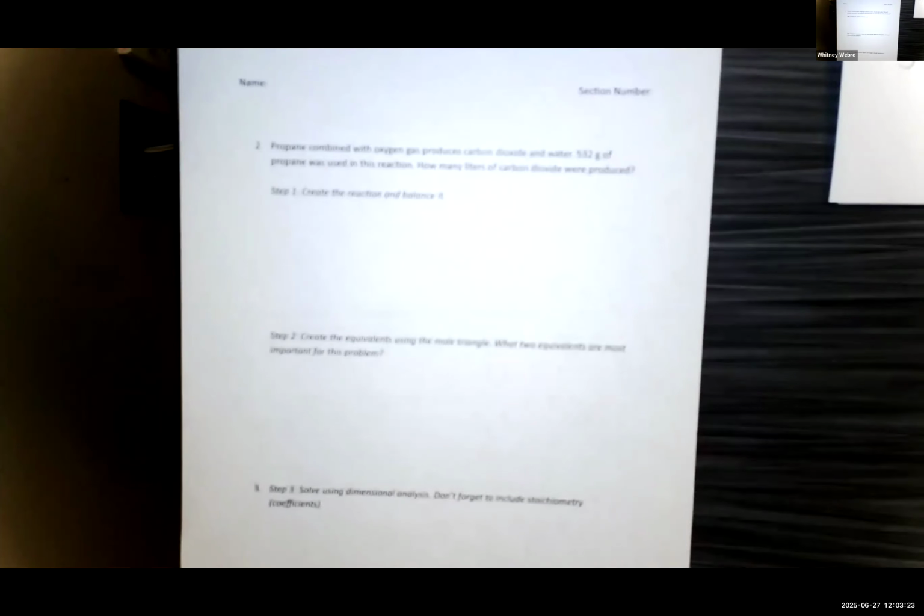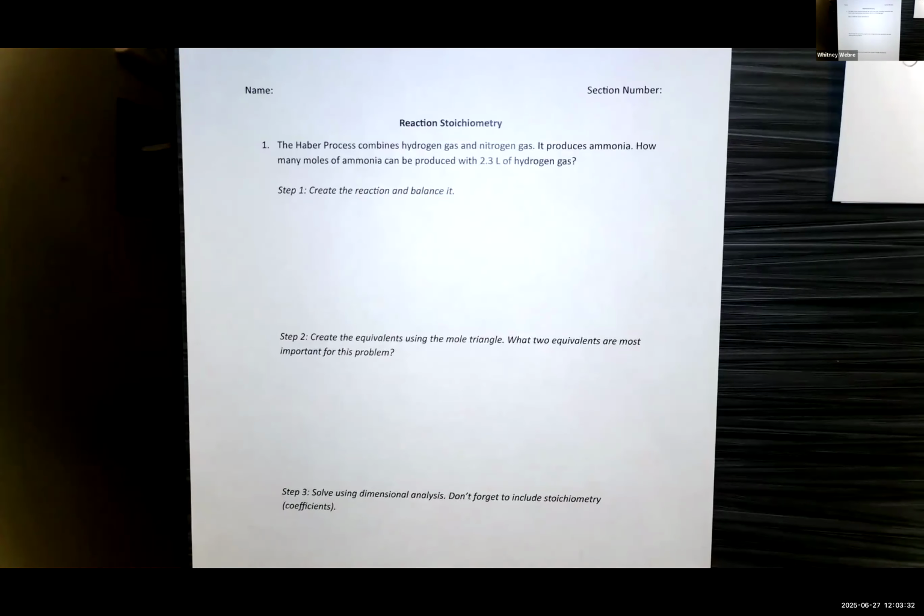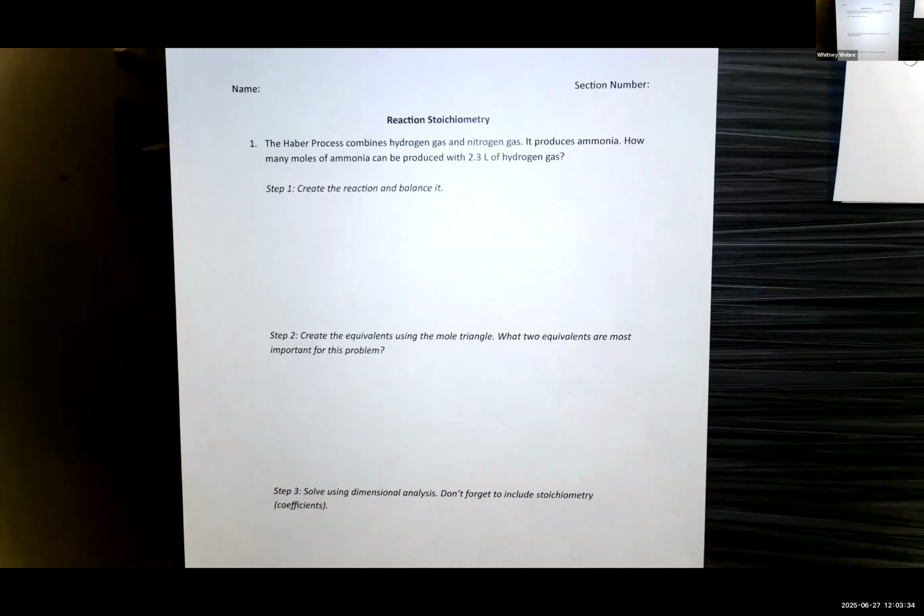So questions 1 and 2 are very similar. I just have you create a reaction, balance it, and then solve it. So spend the next 10 minutes going over it. If you have any questions, ask. But take yourself through those steps.